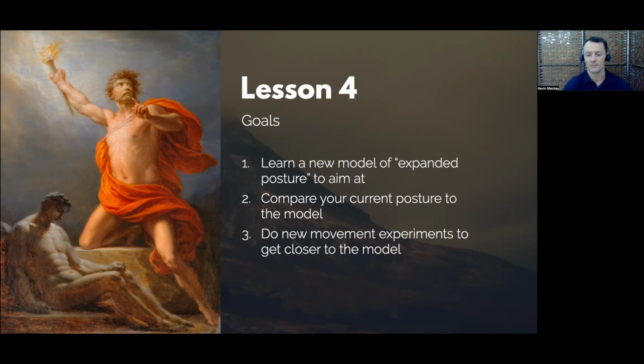So this will involve a lot of pictures to try and get the idea of this shape in your mind. And then you're going to compare yourself to it, and then you're going to change. I'm going to give you a very specific experiment to do that will kind of force your body into the shape of this new posture. That's not the way we're going to do it forever.